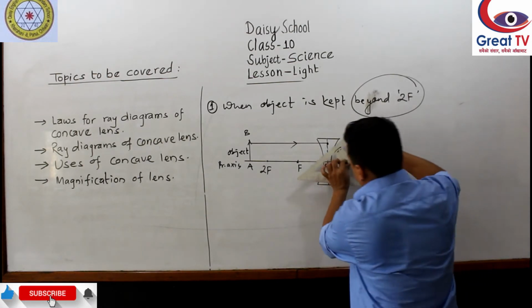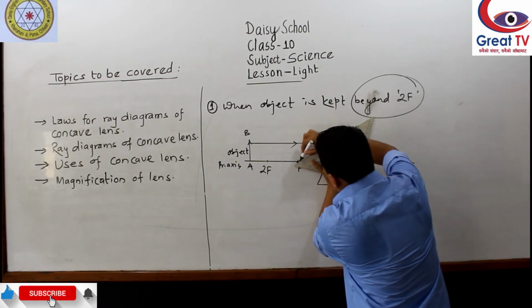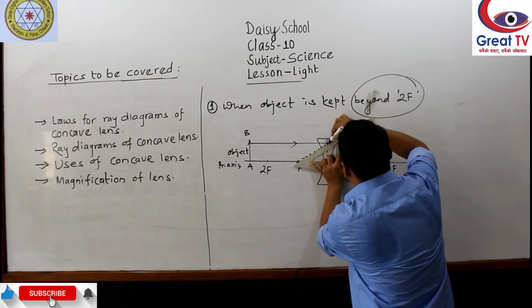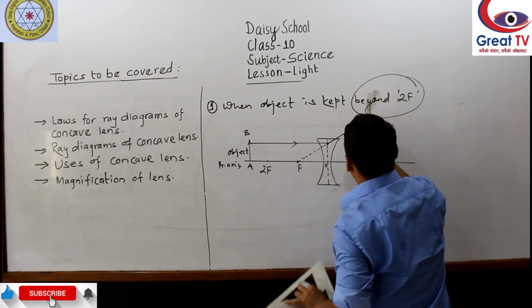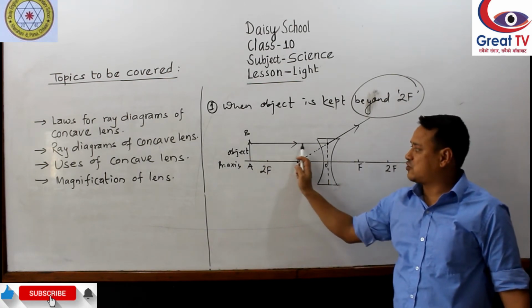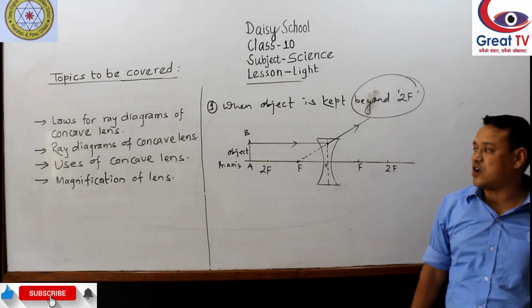So connect this. Here a dotted line, because it is not a real light ray, that's a dotted line. After that, a straight line. This is the real light ray. So, parallel light rays to the principal axis appear to diverge from the focus point. That is the first rule.